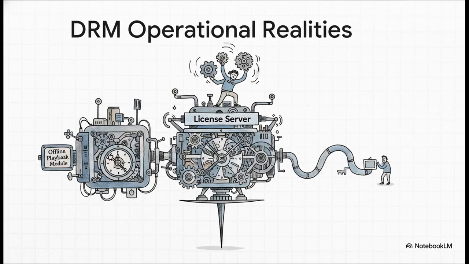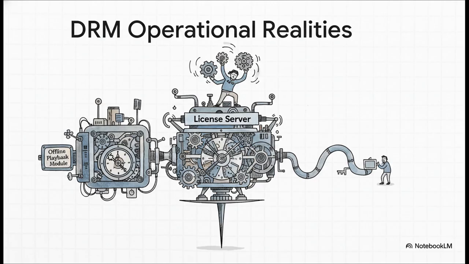DRM is a huge operational lift. Your license server has to be absolutely bulletproof, because if it goes down for even a second, playback stops for everyone. Period. The time it takes to fetch that license, that directly adds to your video startup time. Then you've got to worry about key rotation policies, how to handle offline playback. It's a lot. And you're always making trade-offs.